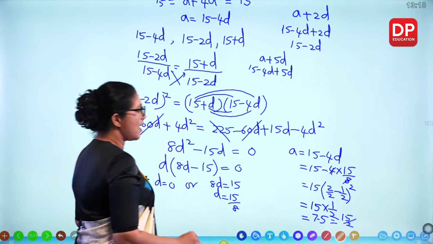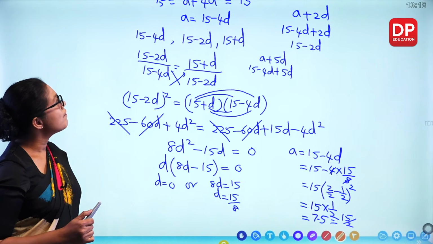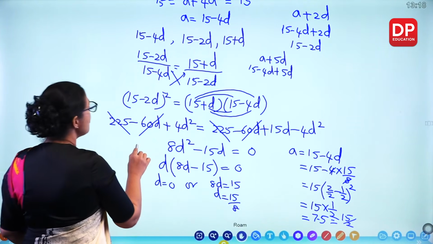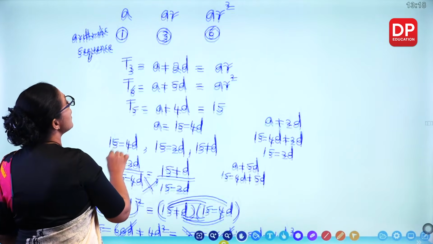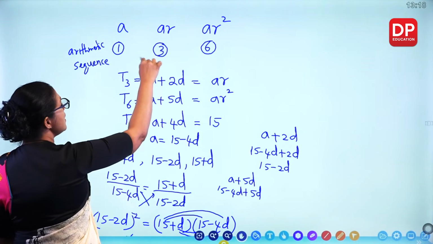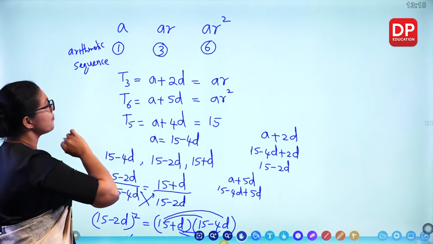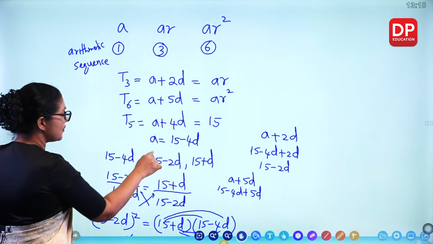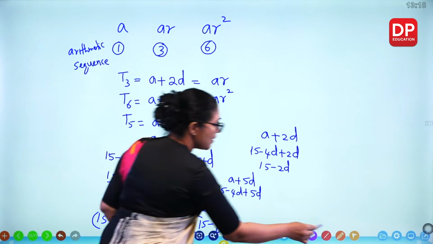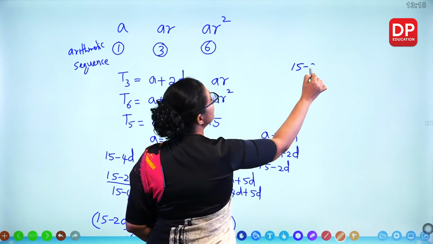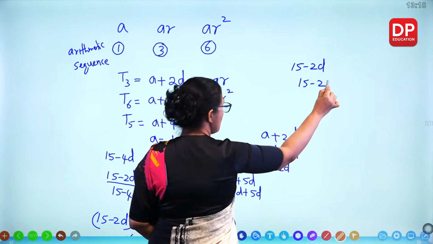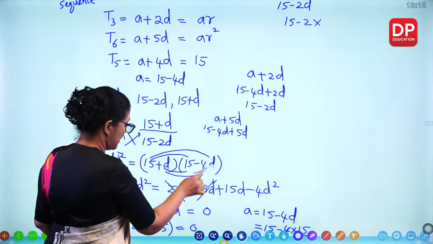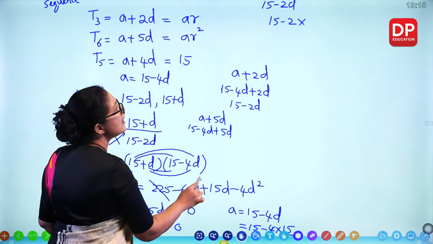So the first term I found, and how can I find the R value? I need to use this one to find R. We can find this term. What's this term? The second term, 15 minus 2d. 15 minus 2d is 15 minus 2 times d, 15 over 8.